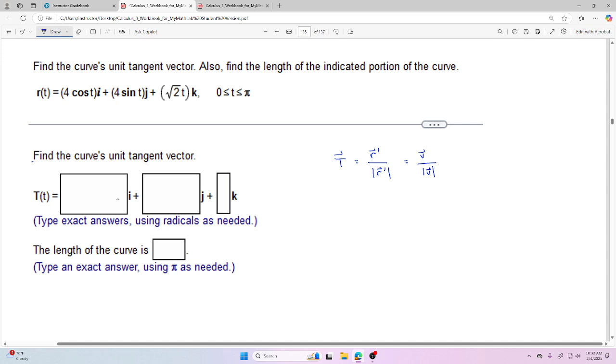Just in case, I thought we had done this, but we're just going to do a quick review. I need to find my r prime. So r prime, what would that be looking right here? Cool. Is there a little bit more? Oh, negative. You said negative. Perfect. And then root 2. And then the magnitude of r prime is basically all these different components, but I'm going to square them.